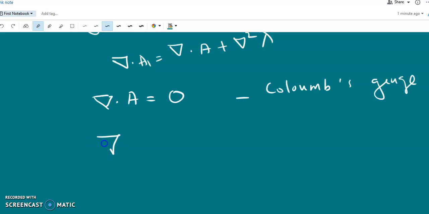So, and we can also choose del dot A equal to minus mu epsilon dou square A by dou T square.